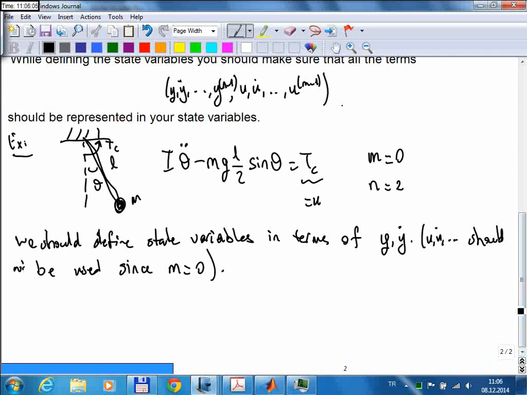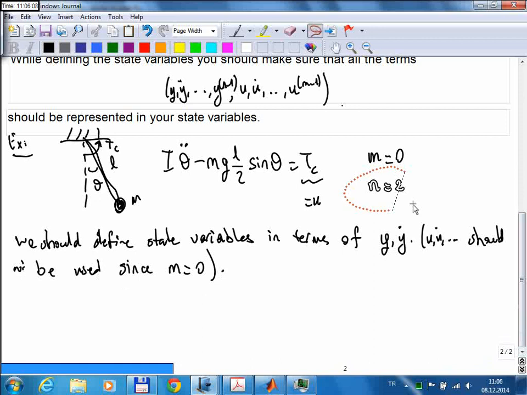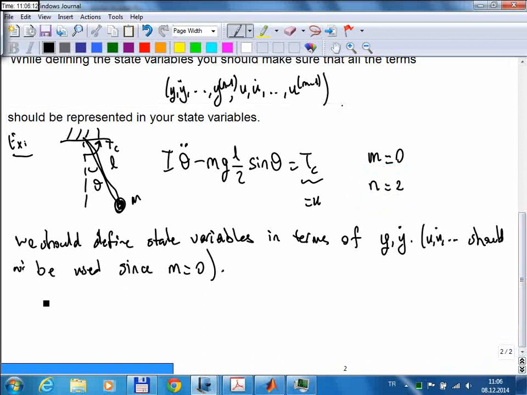Okay, so we should have two state variables since n is equal to 2. And the most natural choice for these state variables is the following. We choose the first state variable as the system output, and the second as its derivative. But y, there's no y here. The equation is in terms of theta, right? So maybe I should fix that in terms of theta and theta dot.